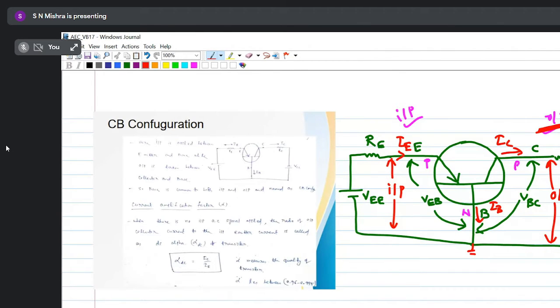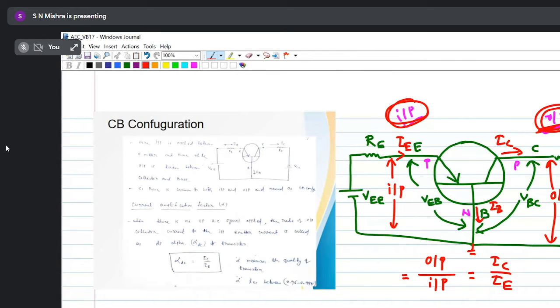What is the current on the output side? This is my output side. What current are you finding here? Sir, IC. And at the input side, what current do you see? IE. Okay. So output current by input current is IC by IE. Output by input we call gain. So output is IC, input is IE.